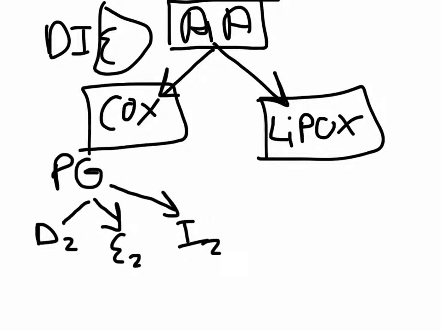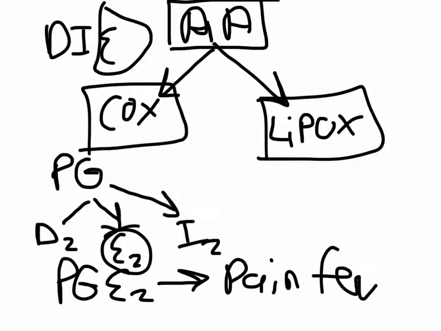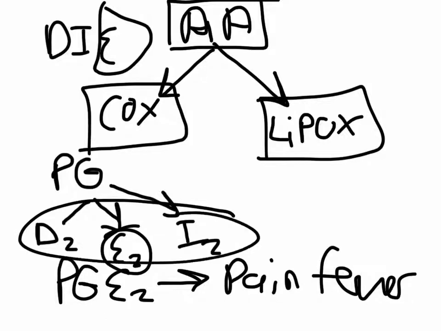And that's an important one because prostaglandin E2, the E2 right here, causes pain and fever. Now all three of these cause vasodilation and vascular permeability. Again, vasodilation at the arteriole, permeability at the venule. But you'll remember that you die once you throw that E on there. The prostaglandin E2 causes pain and fever.